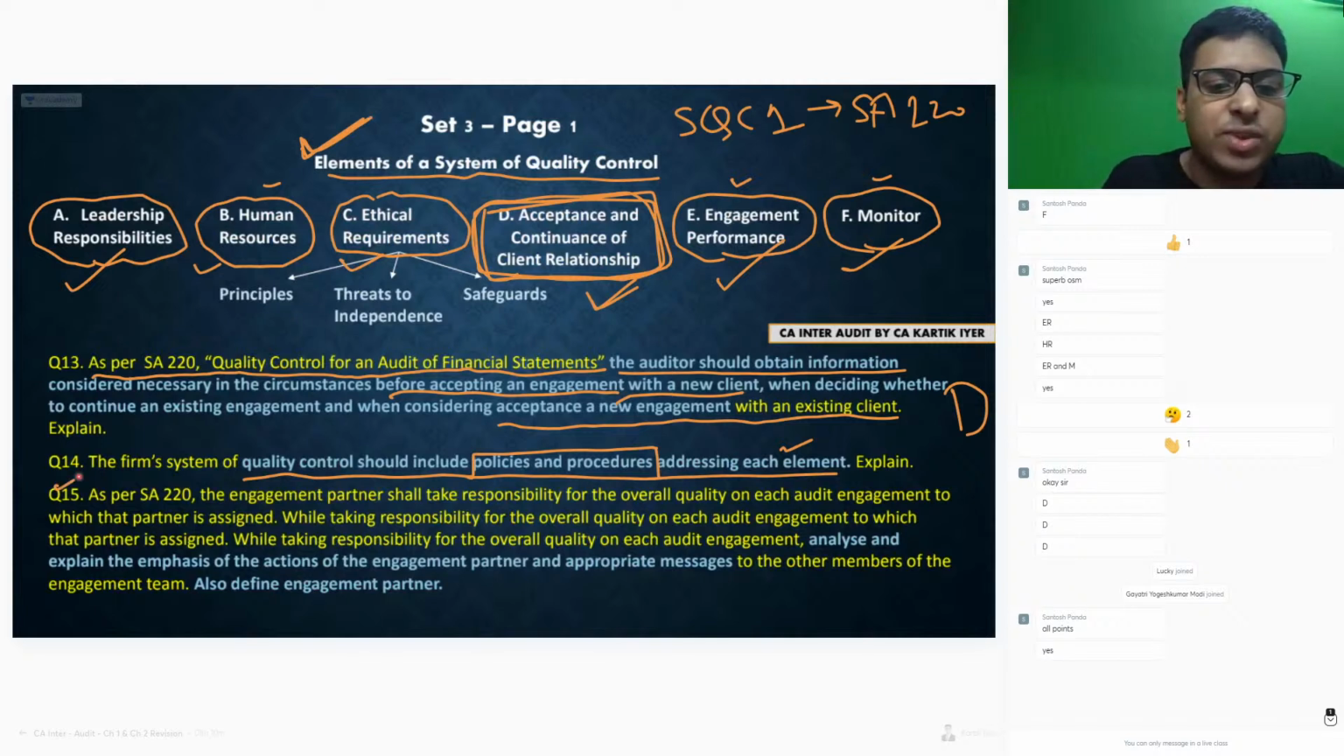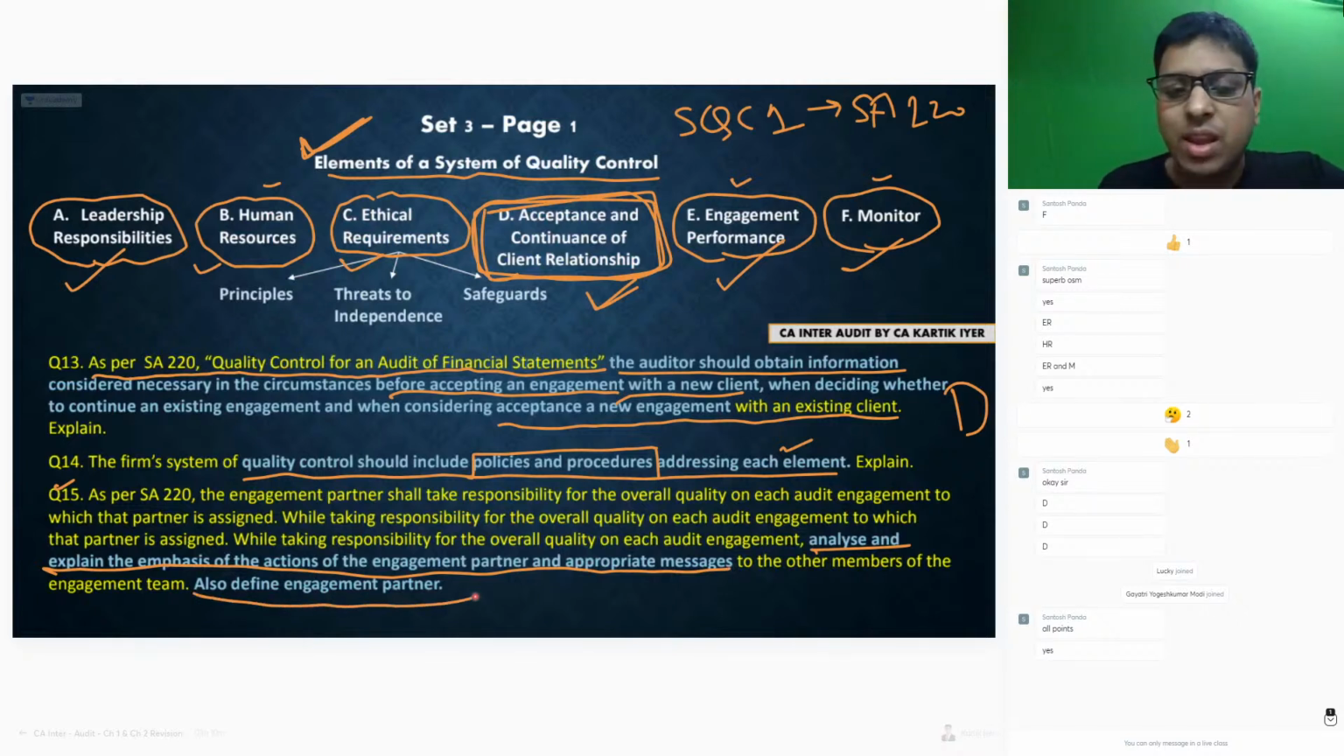After that, see the next one. That is question number 15. Analyze and explain the emphasis of the actions of the engagement partner and the appropriate messages. Also define the engagement partner. Now, all this is given in leadership responsibility. So, this will be point number A.